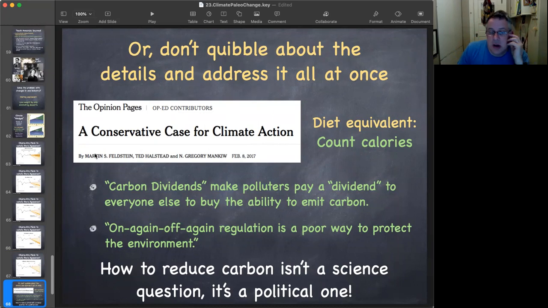And so this is called, at least by these folks, the conservative case for climate action. And the diet equivalent here is to count calories, which is you do it across the board on every single thing that produces carbon in the system. There are a lot of sort of tweaks to this. But really the point here that I'm trying to make is that how we reduce carbon, how we mitigate climate change isn't a scientific question. The scientific question is what happens when we emit a certain amount of carbon by a certain time.